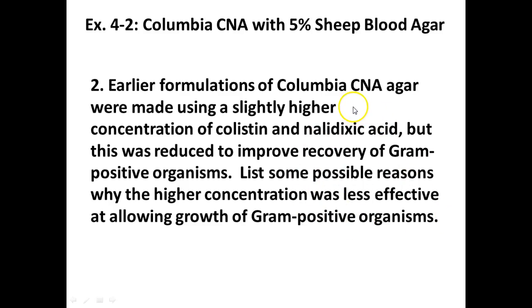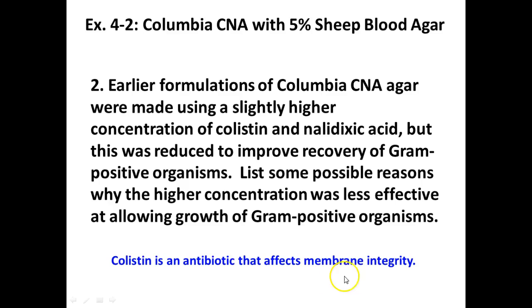So early formulations of this had a slightly higher concentration of the two antibiotics, colistin and nalidixic acid. So colistin is an antibiotic that affects membrane integrity. And remember, gram negatives, how many membranes do they have? They have two. They have that outer membrane, right? And so they're very sensitive to colistin. Think of E. coli, gram negative. Very sensitive to this because they have that outer membrane that's disrupted by this antibiotic.